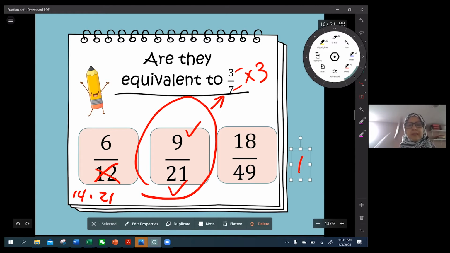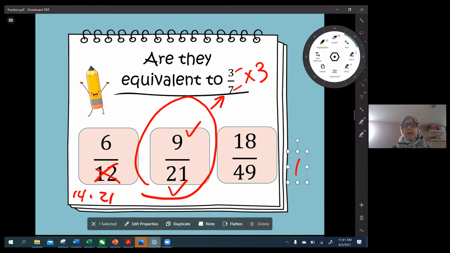18 out of 49 is not equivalent because it's a multiple of both numbers, but they don't multiply with the same number. That's right. Because 3 times 6 equals 18 and 7 times 7 equals 49. So this is a multiple of 6, this is a multiple of 7, so that is not. Fantastic. So this is the equivalent fraction.